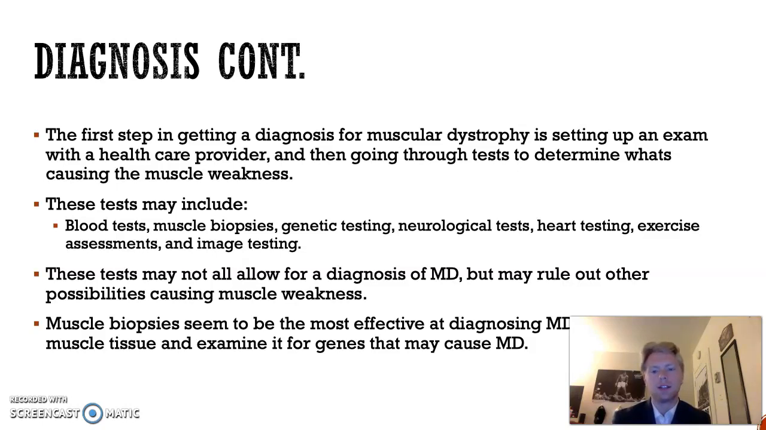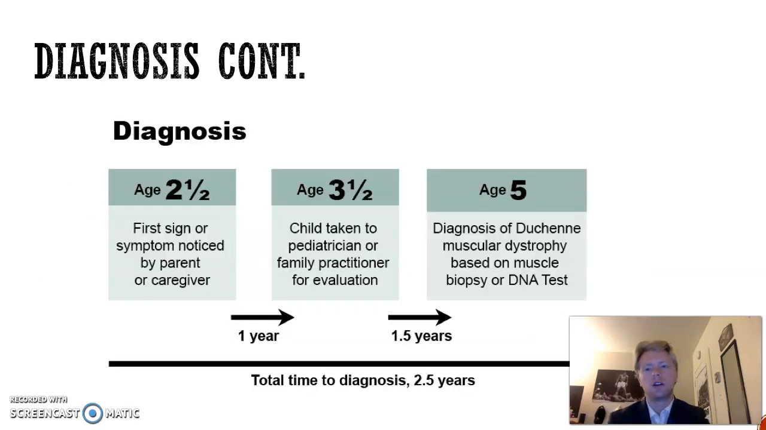Again, these tests might not all diagnose muscular dystrophy, but they might rule out other possibilities, or if it isn't muscular dystrophy, they might test for something else, and that might be the cause. For muscular dystrophy, the most effective test that they've been doing is muscle biopsies, and that's where they actually take some of your muscle tissue and examine it for the genes that cause muscular dystrophy.